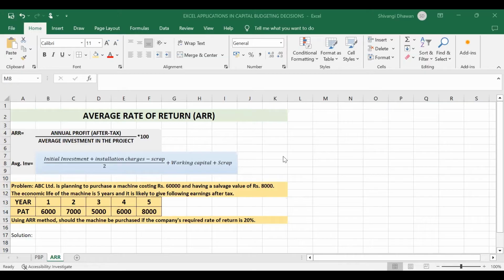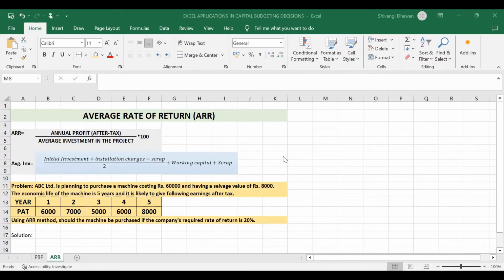So in order to calculate ARR, we use the following formula, that is average annual profit after tax divided by average investment. In order to calculate average investment, we have a formula that is initial investment plus installation charges minus scrap divided by 2 plus working capital plus scrap value.